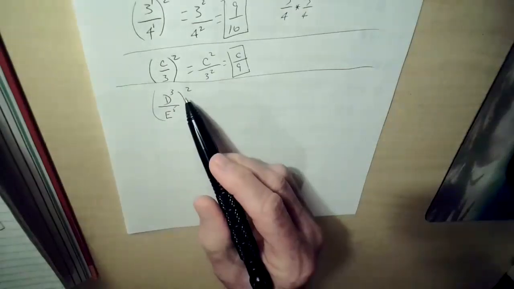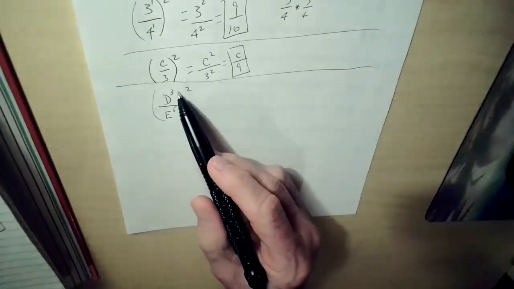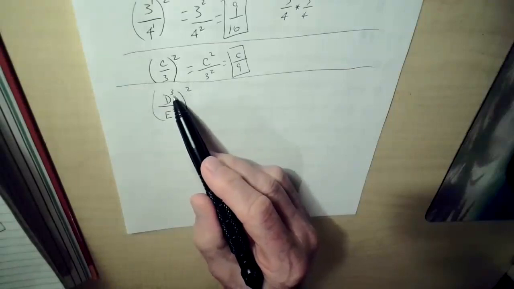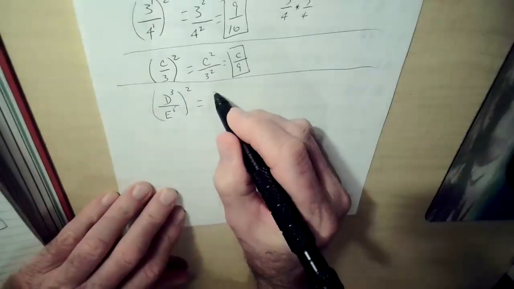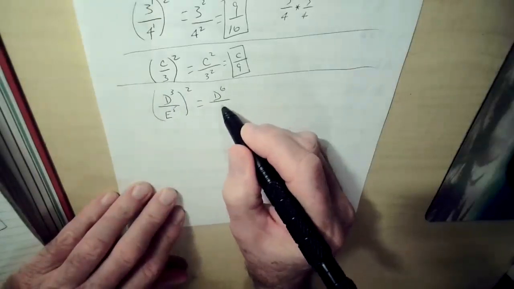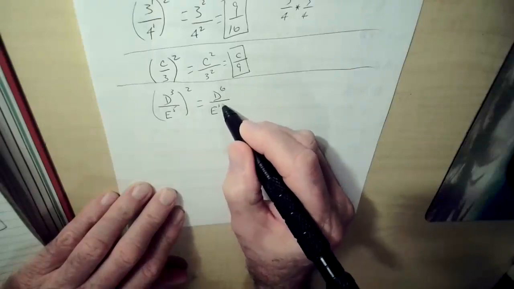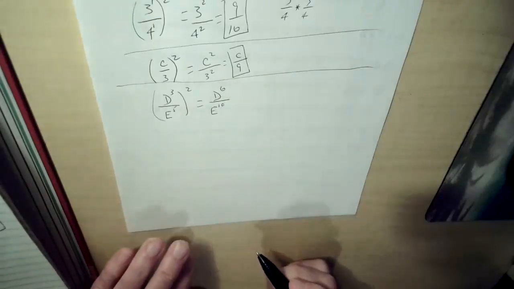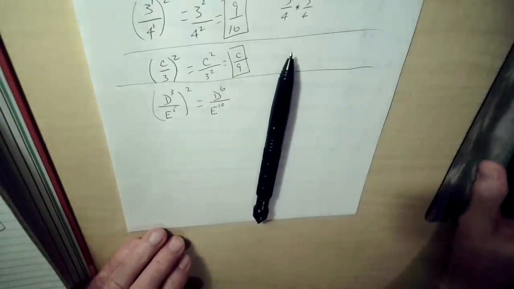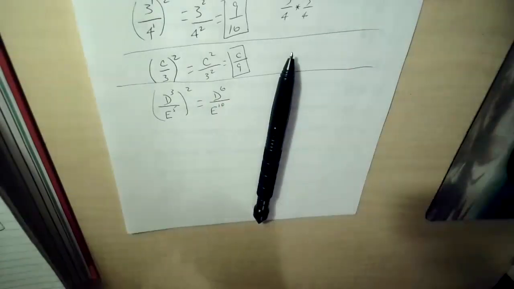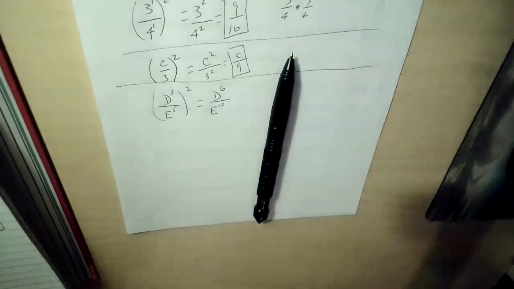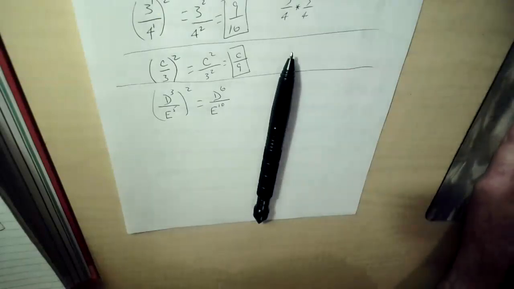d cubed over e to the 5th, all squared. Remember, the power rule says multiply. You have a power raised to a power, you multiply. This is going to be d to the 6th over e to the 10th. Okay?